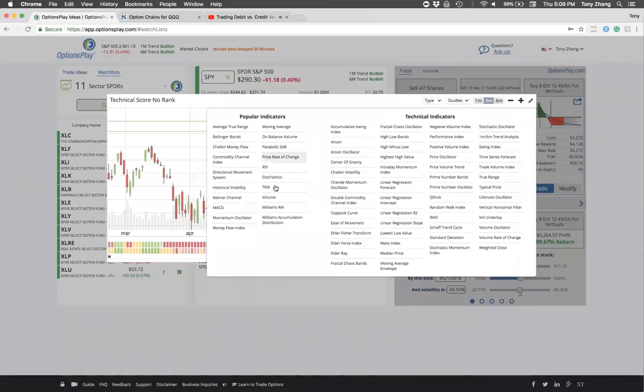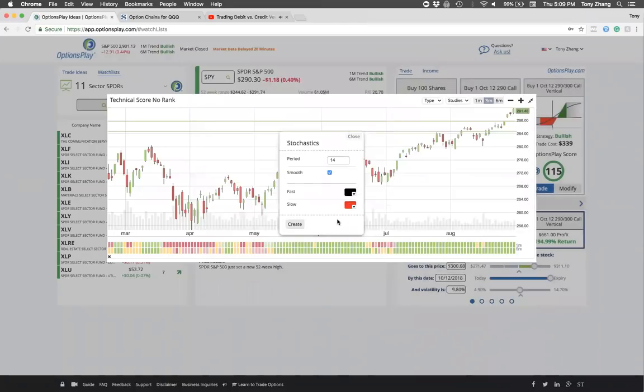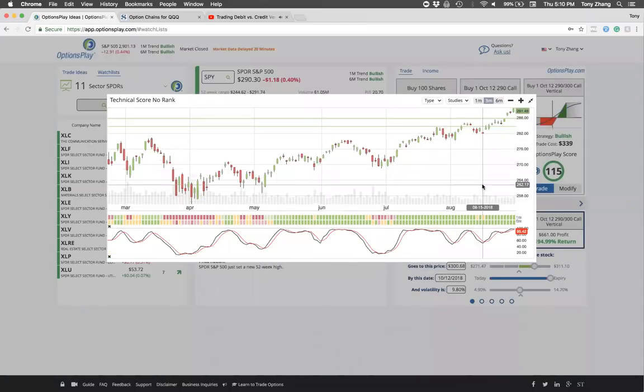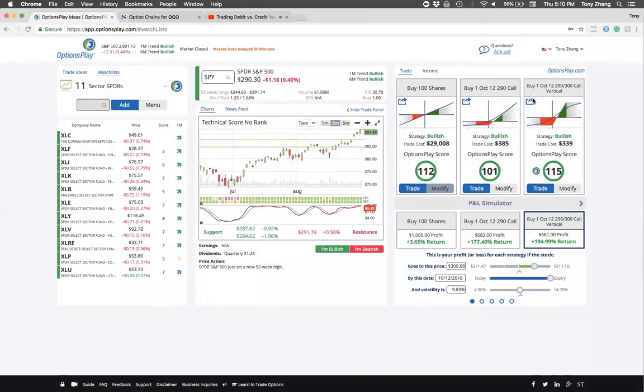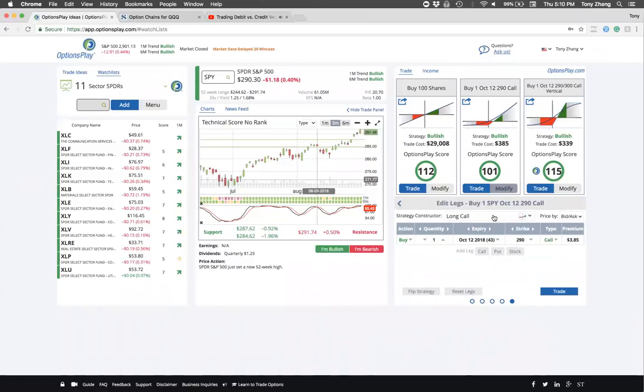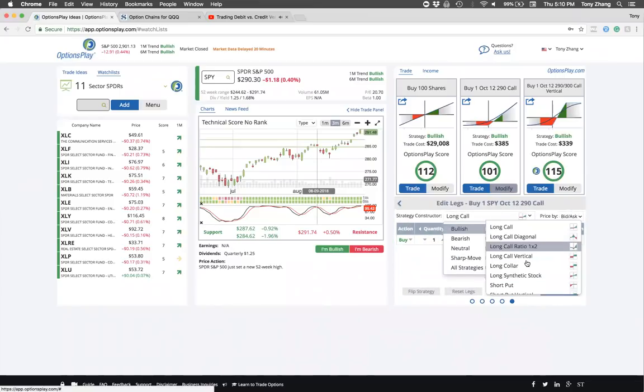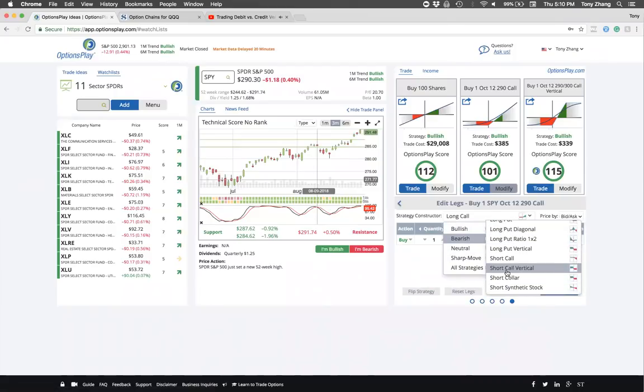I'm going to bring up the stochastics, just because that's one of the more popular indicators. As you can see, it's got a reading of 95. It's a very overbought stock. So maybe you're bearish on SPY. I don't know what your views are, but you can click on modify. You can either say I'm bullish and I want to sell a put credit spread, or I'm bearish and I want to sell a call credit spread.